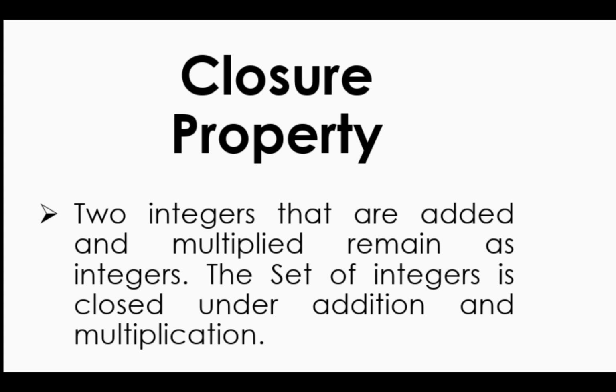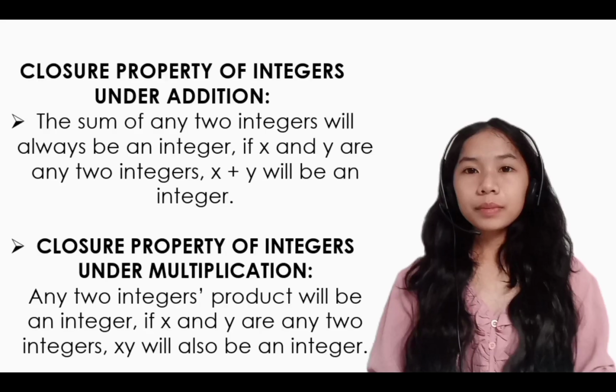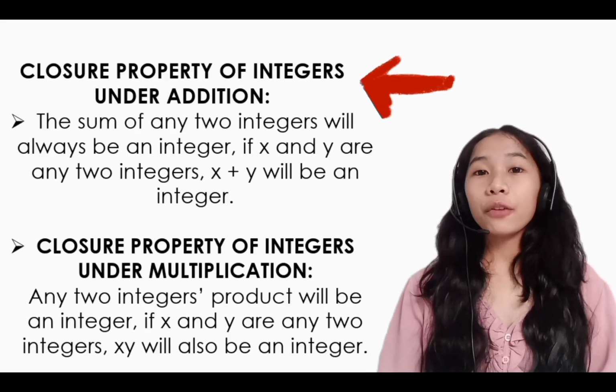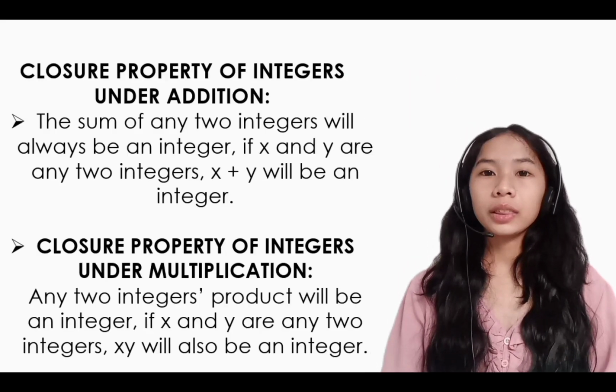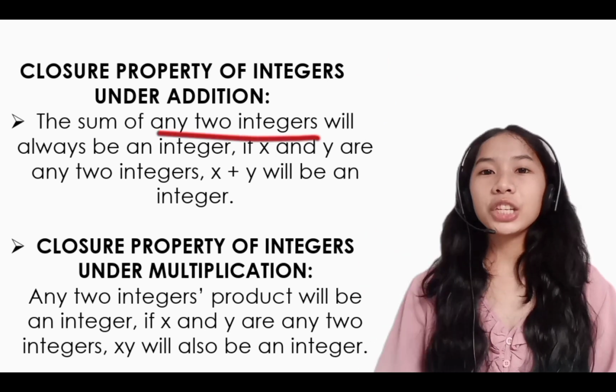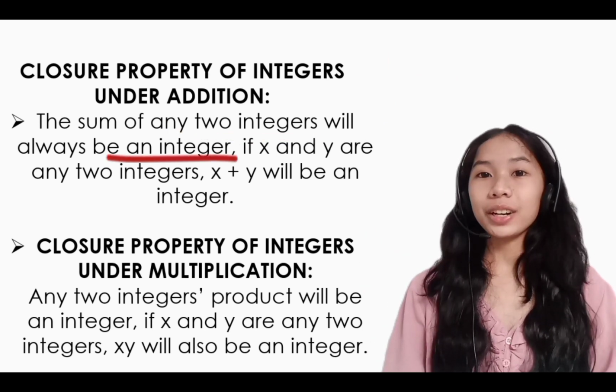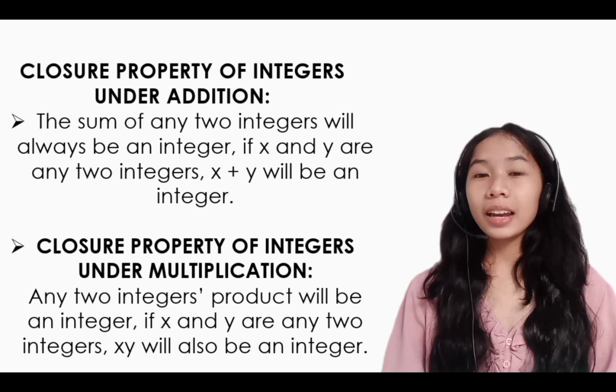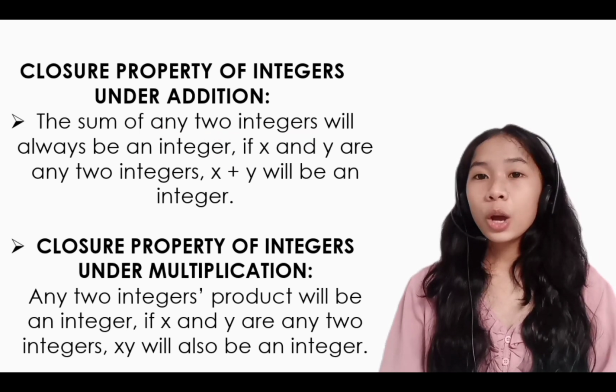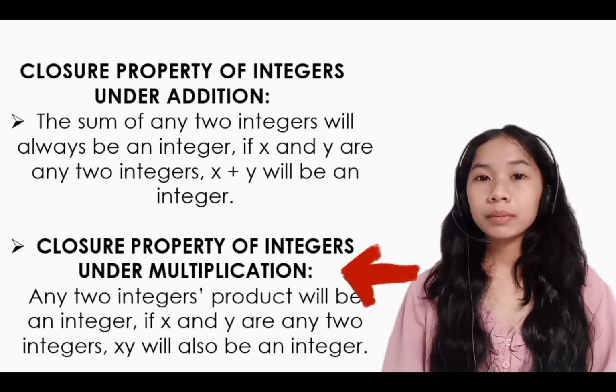Closure property. Two integers that are added and multiplied remain as integers. The set of integers is closed under addition and multiplication. Closure property of integers under addition: the sum of any two integers will always be an integer. If x and y are any two integers, x plus y will be an integer.